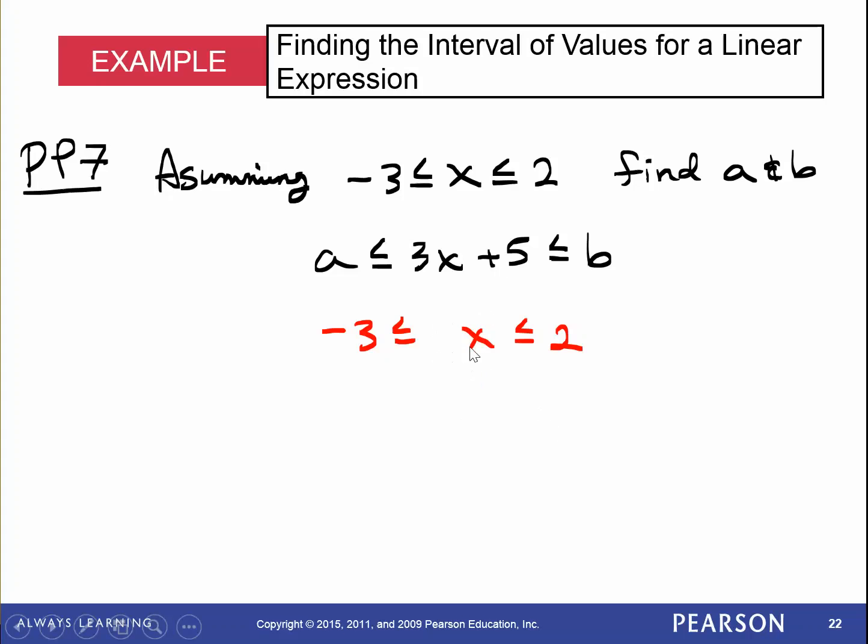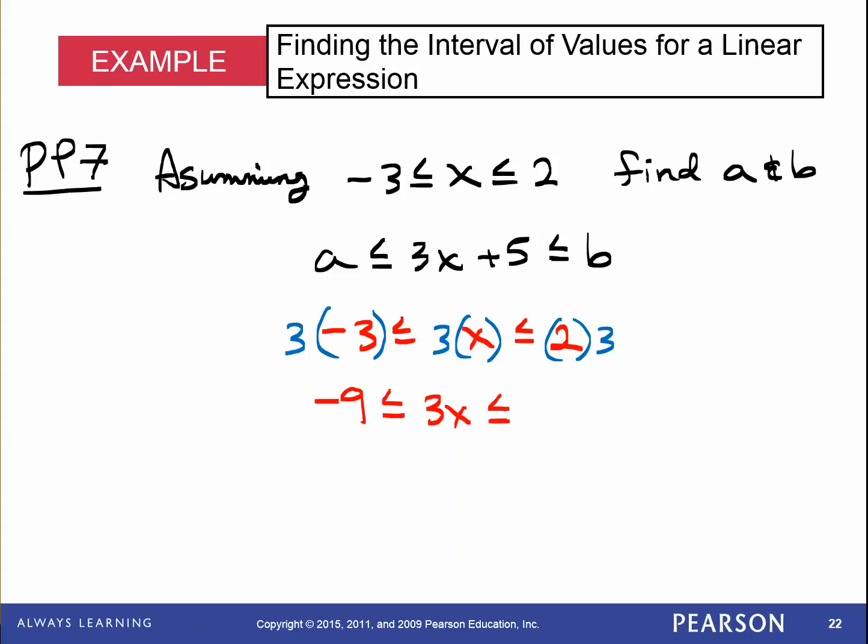So first of all, I'm going to do the multiplier first. What should we multiply by? Well, if that's a 3x and that's x, I think it's going to be 3, right? Multiply here by 3, multiply here by 3, multiply here by 3. So we're building up to that end result here. So I got -9 less than or equal to 3x less than or equal to 6.